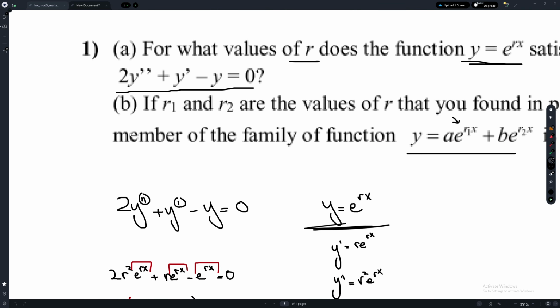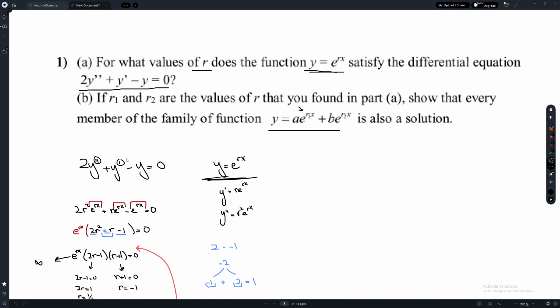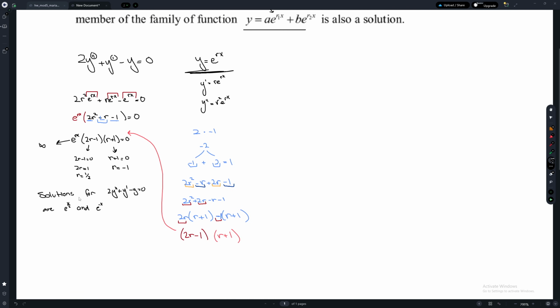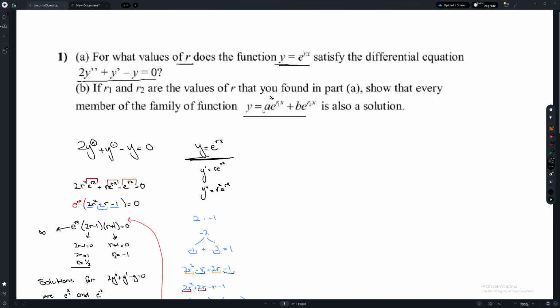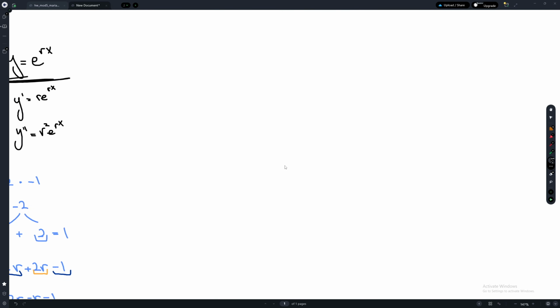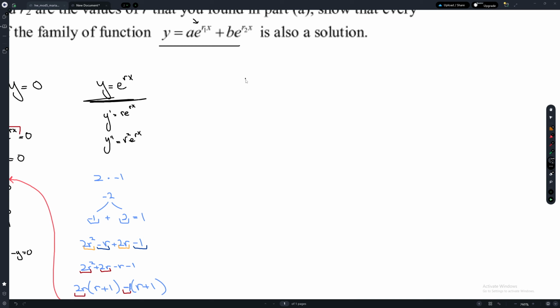And so part B says if R1 and R2 are the values of r that you found in part A, okay, which we did, R1 and R2, this is R1, and we'll make this R2, all right? And to show that every member of the family of functions is also a solution. What does this mean? This is math terms, and actually this is pretty easy to decipher. And we'll go here to the side, and we'll decipher it here. So what it says is y equals a e to the r1 x plus b e to the r2 x. And so what we're going to do, we're going to sub our equations in.